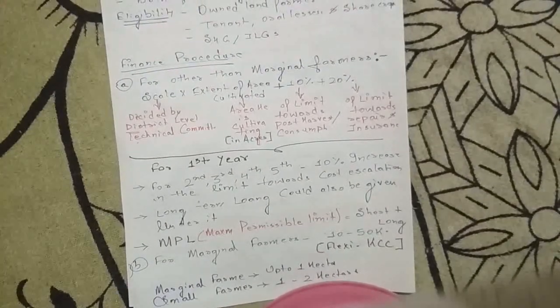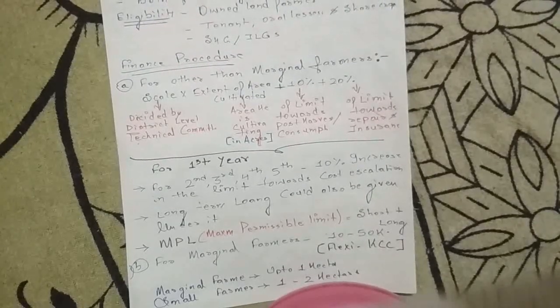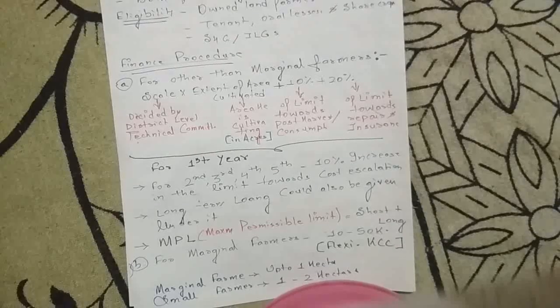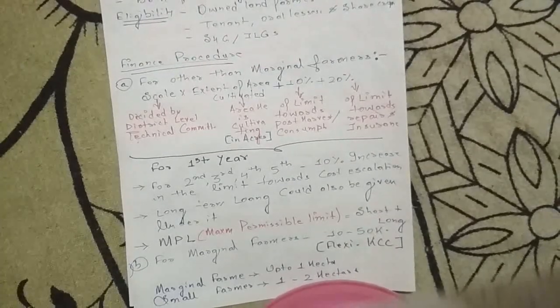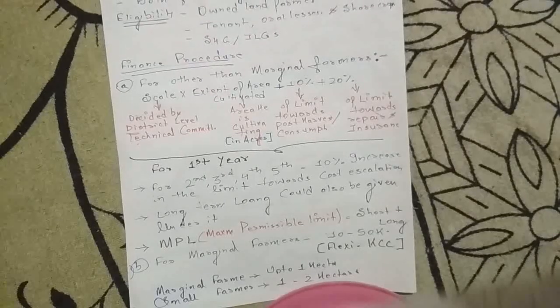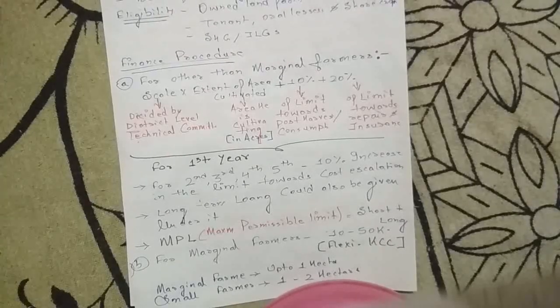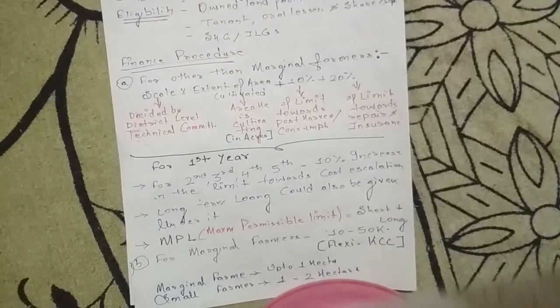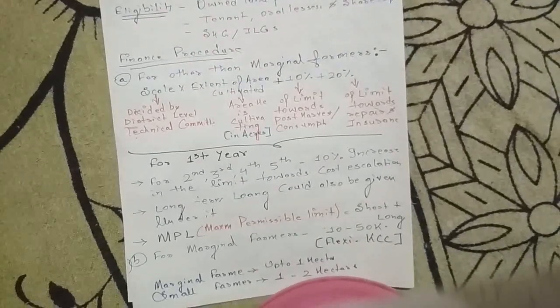The maximum permissible limit for any farmer is equal to the short term loan, that is for the crop production, plus the long term loan for the infrastructure or any other activities which require a term loan. Next, the procedure to find the KCC finance or the amount for the marginal farmers is different.